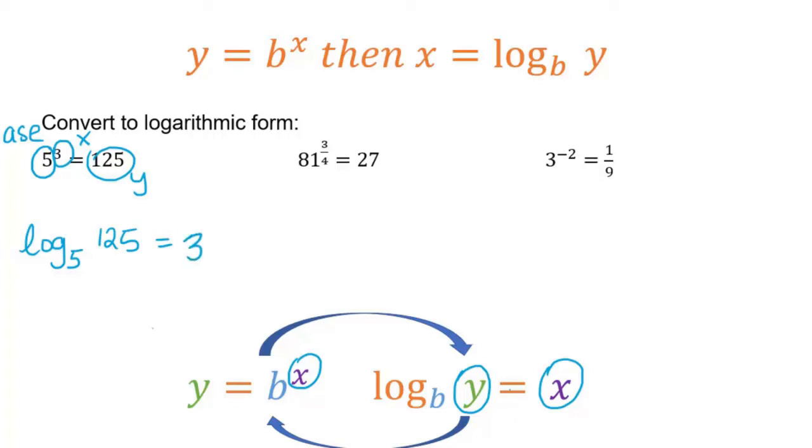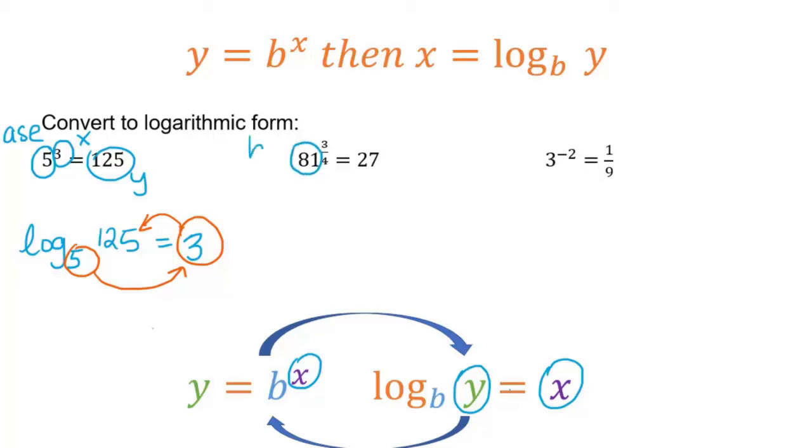Sometimes reading it back to yourself, or rather converting logarithmic form back to exponential form, can help check whether you've done this correctly. We read the logarithm of 125 to the base 5 equals 3 as 5 raised to what power gives us 125? Well, 5 raised to the power of 3 gives 125, which we know to be true. Let's try the second one.